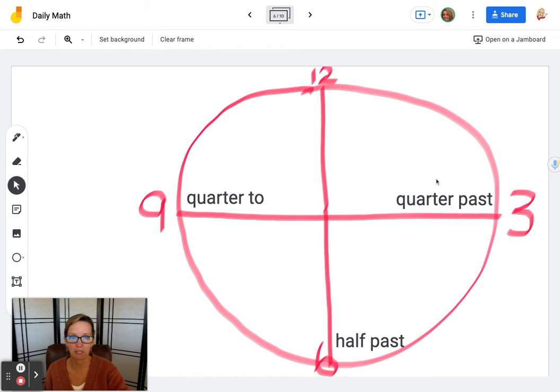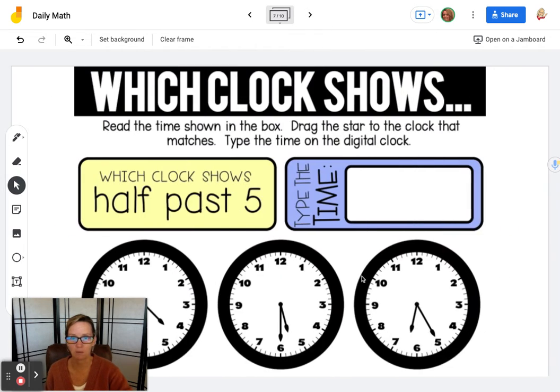And then remember, when it comes down to the 6, that's half past because it's half of the clock. And then we go over to the 9. When it's 45, it's on the 9, and that's a quarter to the next hour because remember, the time goes this way. And so it would be a quarter to the next hour. Let's do some examples to remind ourselves.